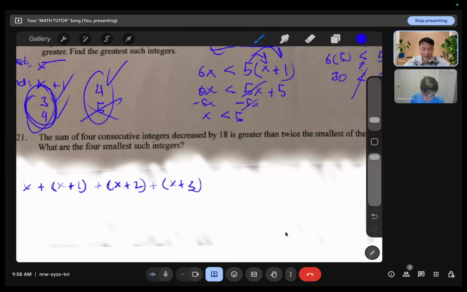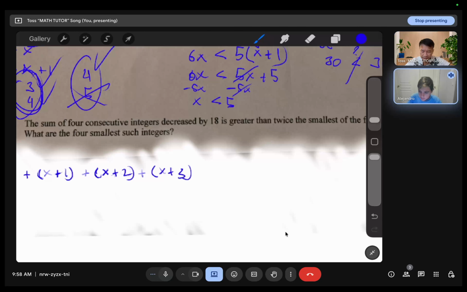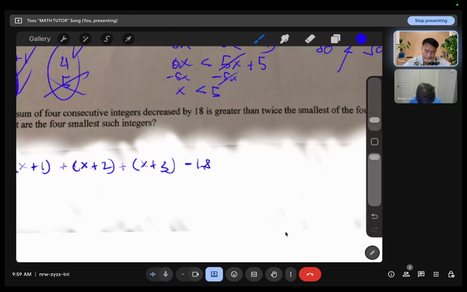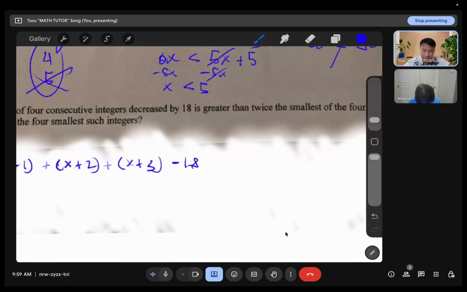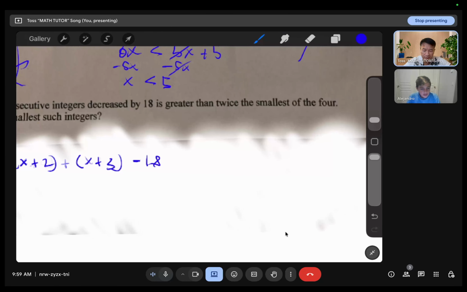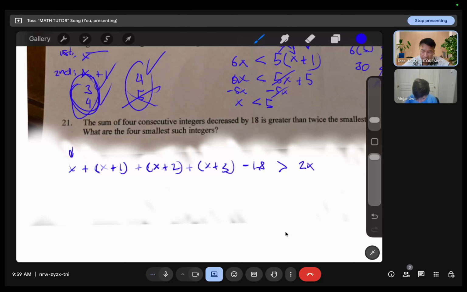Decreased by 18 is greater than twice. What do you mean, decreased by 18? So, like minus 18? Yes. And then continue. You want to put it in the back, right? Is greater than, continue. Greater than, is it okay? Twice the smallest of the 4. Twice the smallest of the 4, that means 2x. The smallest one we chose is x. Is that okay?